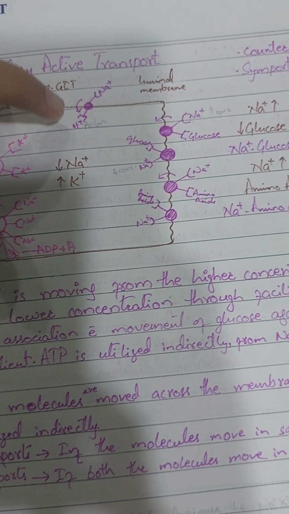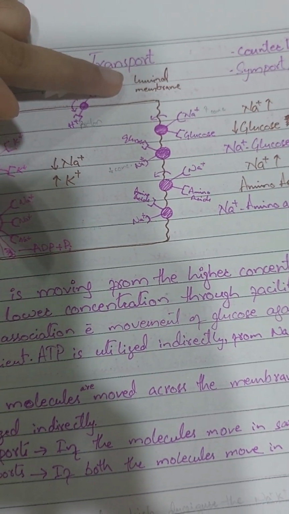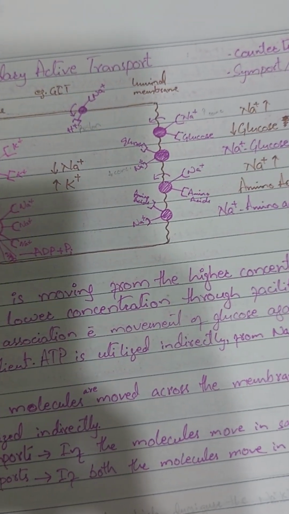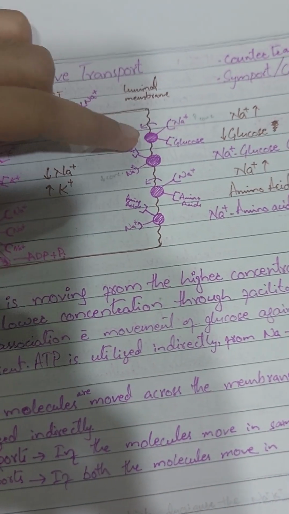Here sodium is moved intracellularly and the proton is moved extracellularly. This is the sodium-proton pump. It is an example of secondary active transport. This is the sodium-glucose pump.